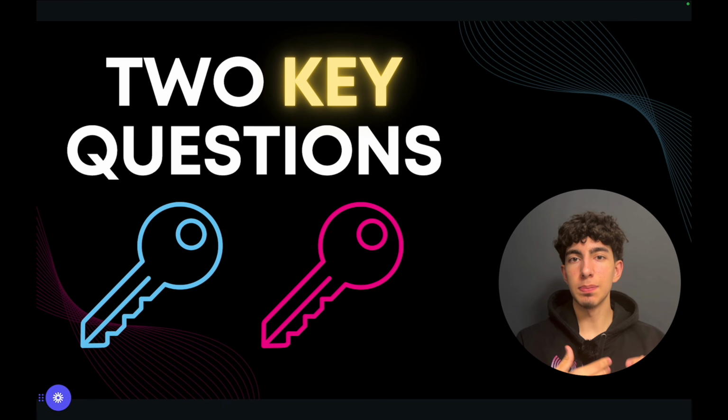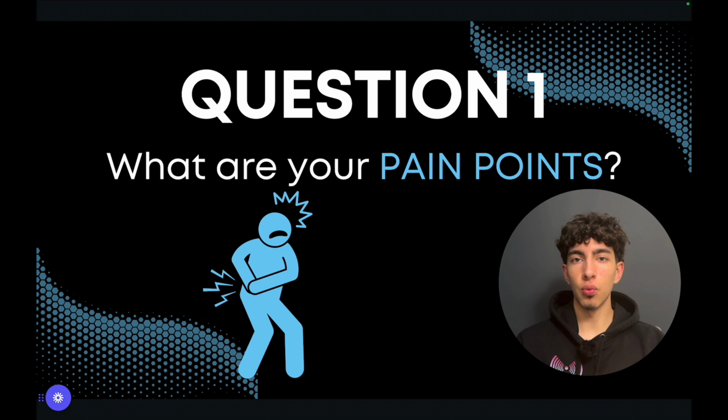So before you actually begin integrating AI in your business, you need to ask yourself two key questions. These two key questions are going to determine what type of AI you use and what you use it for. The first question is, what are your pain points? What issues are you currently facing within your business? I want you to write down on a piece of paper 5 things that you are currently having struggles with within your business. Make sure you pause the video, do that right now, and then resume it once you're done.